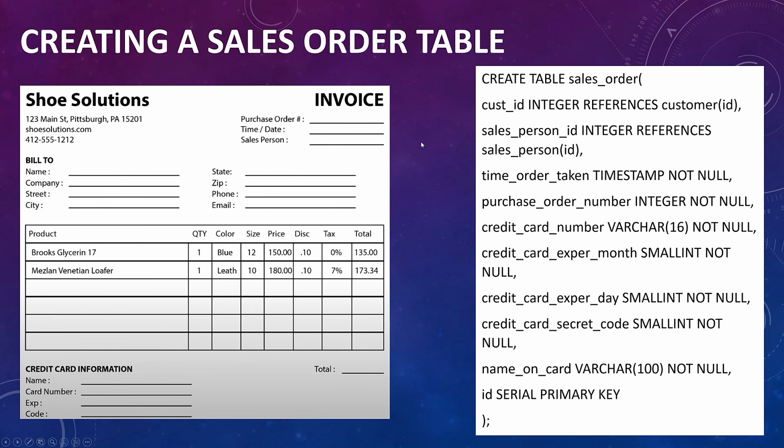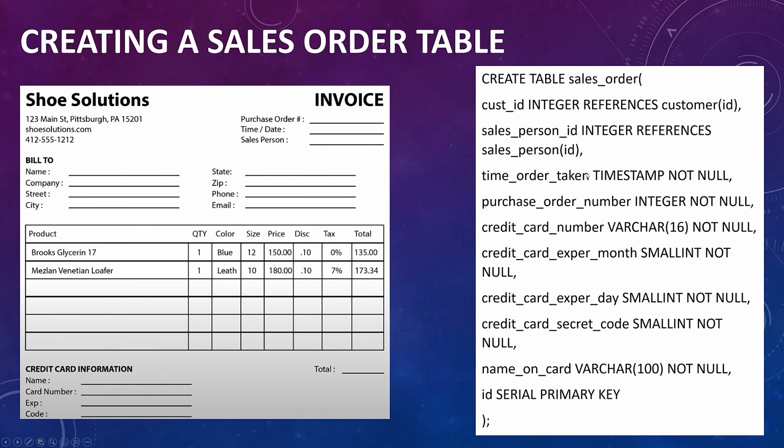This brings us to our next table. So we're also going to want to have a sales order table. And if we look at the information that we have here, what do we have? Well, we have customer information. So we already have that stored in a separate table, which is good. So we're just going to have a foreign key referencing that customer table. We're also going to have information on the salesperson that actually sold it. So we're going to have a reference to the sales table that is created.